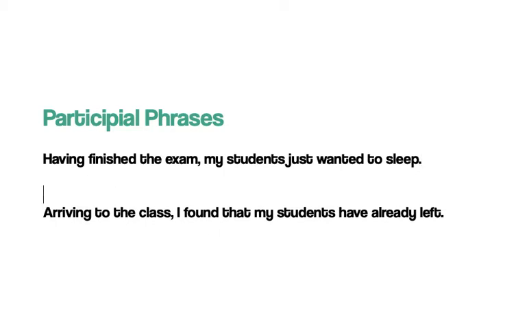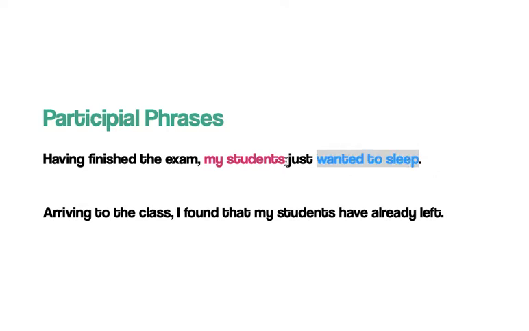So, let's take a look at the first one. Here we have, having finished the exam, comma, my students just wanted to sleep. The first thing we do is identify the subject. In this case it is my students, okay? Now we need to identify the verb, and this is where it gets a little bit tricky. So what is the action that my students are doing? Having finished the exam or wanted to sleep? In this case, it is wanted to sleep, right? How do I know it is wanted to sleep?